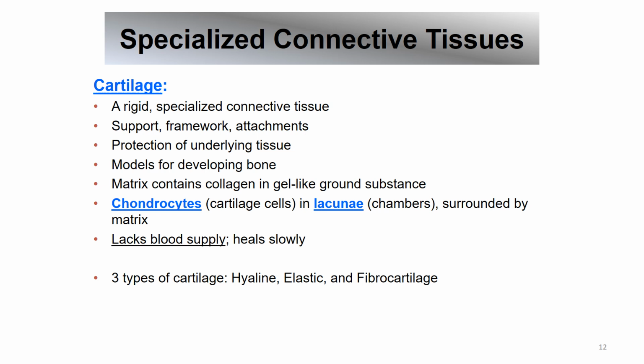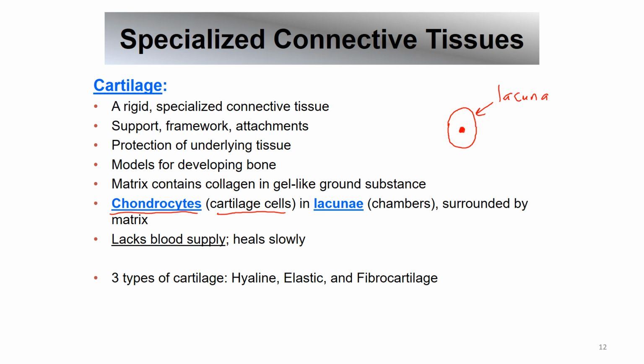Here the matrix is a gel-like ground substance. Note that the chondrocytes means cartilage cells. Here these cartilage cells are sitting inside of chambers called the lacunae. So here the dark spot inside is the chondrocyte, and the circle outside, this protective covering, is called the lacuna. If it ends in one A, that's a singular way of spelling it. If there's an E at the end after A, that's a plural word.